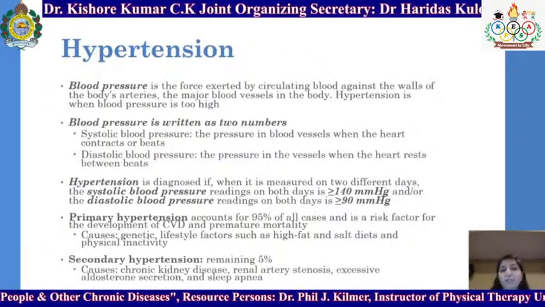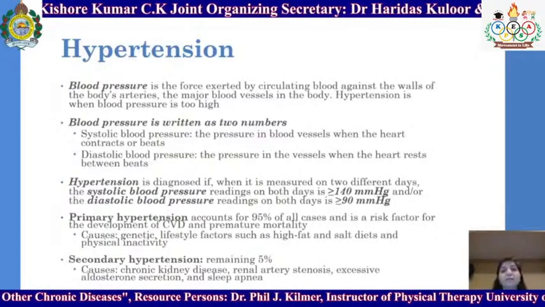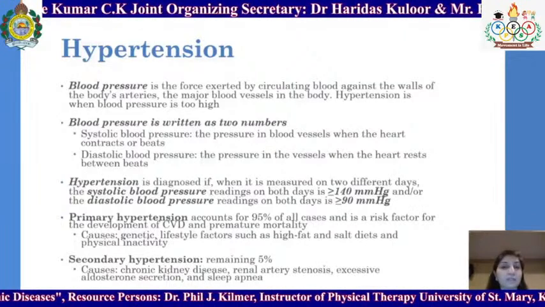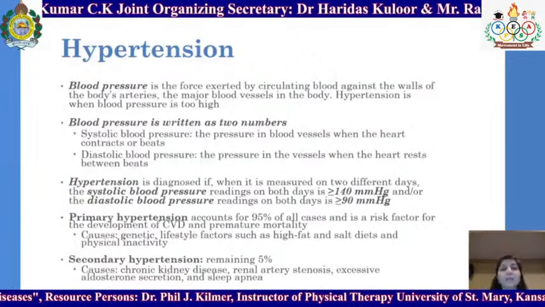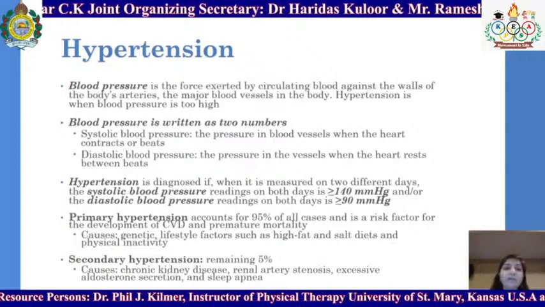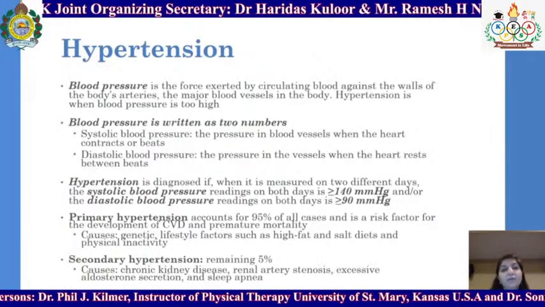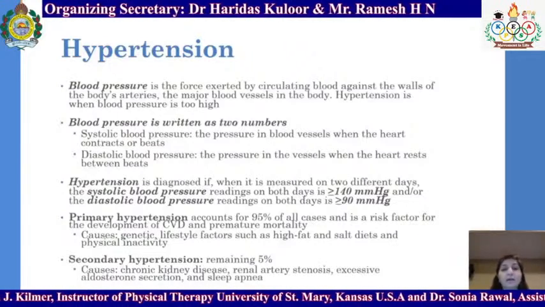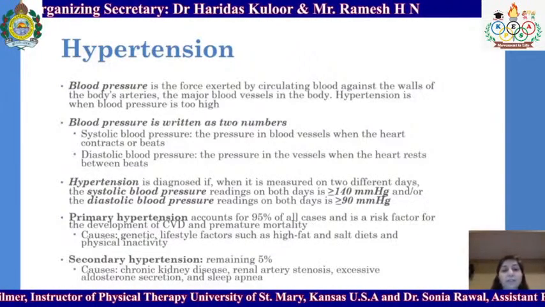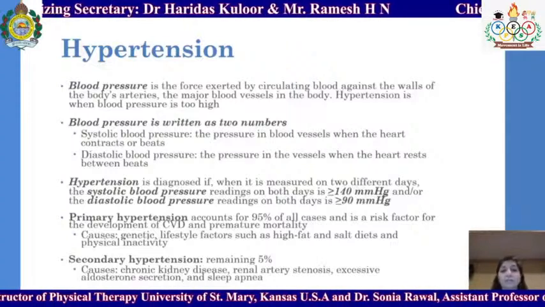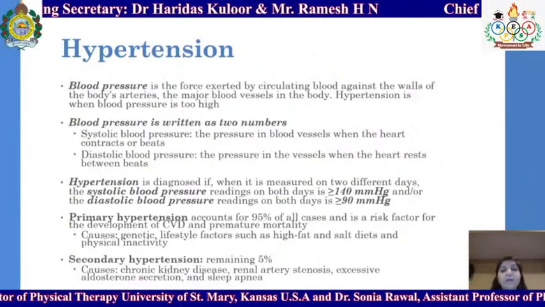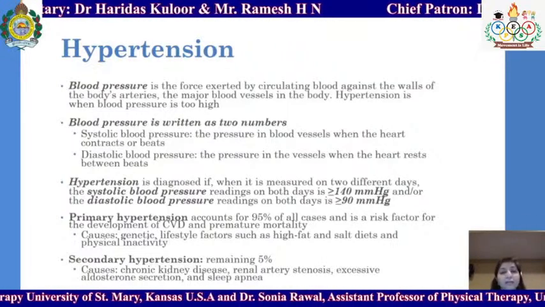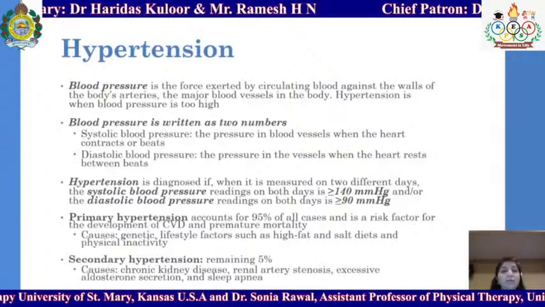Blood pressure is the force that is exerted by the circulating blood against the wall of the body arteries. Blood pressure is written as 2 numbers, systolic blood pressure and diastolic blood pressure. Systolic blood pressure is the pressure in the blood vessels when the heart contracts. And diastolic blood pressure is the pressure in the vessels when the heart rests between the beats. So hypertension is diagnosed as having a reading above 140/90 on two different days.